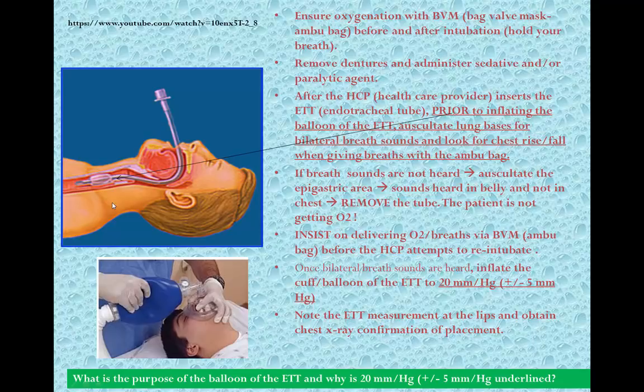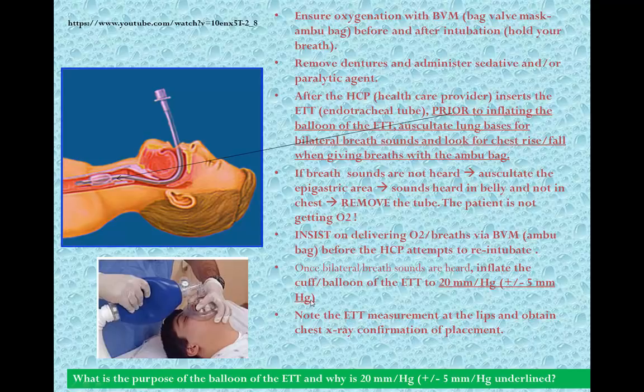Then you push the physician aside, you bag the patient again to give more breaths, and then the healthcare provider will reattempt to intubate. Once bilateral breath sounds are heard, then this balloon will be inflated. And I want you to notice that the balloon of the endotracheal tube will be inflated to 20 millimeters of mercury plus or minus 5, which means it'll be between 5 and 25. This is an important number to remember.